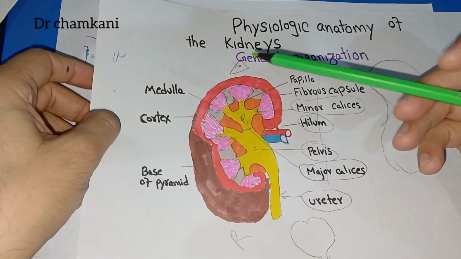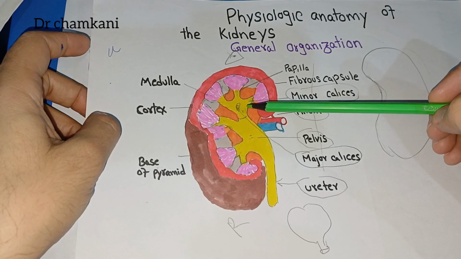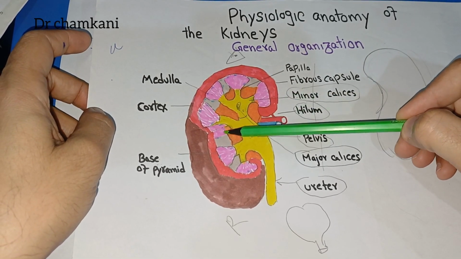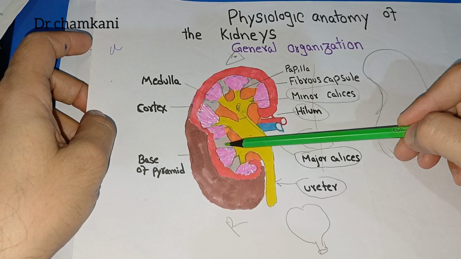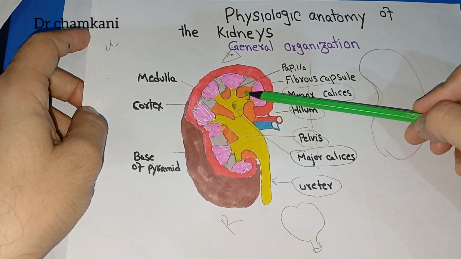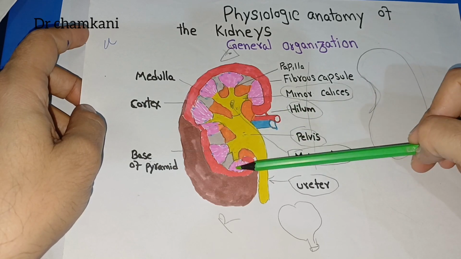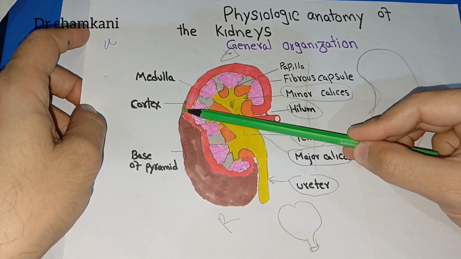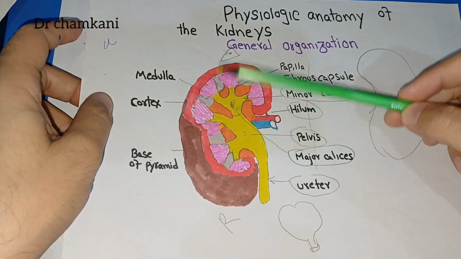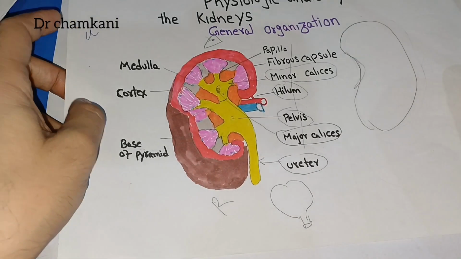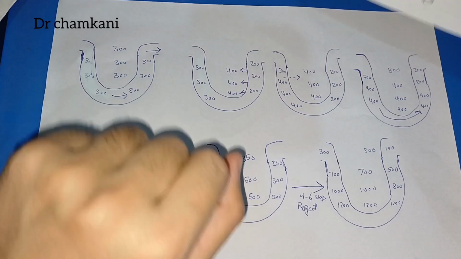The purpose of this counter-current mechanism is to keep the medullary interstitium hyperosmotic. The osmolarity of the interstitium of the medulla is high. The osmolarity in the medulla is high as compared to the cortex, and this is achieved by the countercurrent multiplier mechanism.